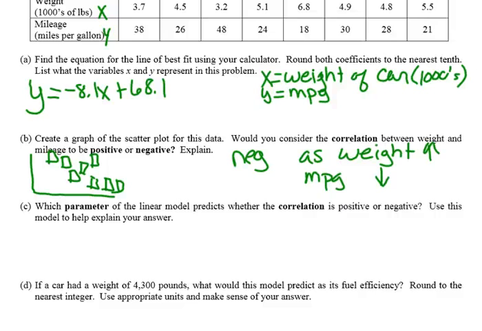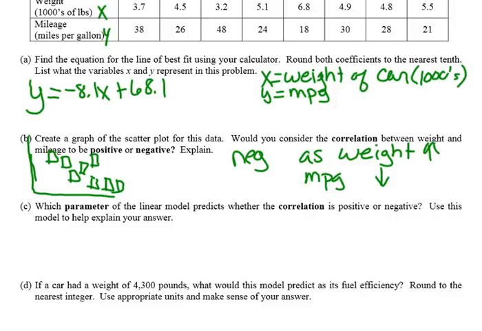And you did have to go back in and change your window because you were dealing with different values. But then once you changed your window, you just had to hit graph because we already had stat plot on. This is a very crude drawing of what it looks like. I didn't have much room there. Would you consider the correlation between weight and mileage to be positive or negative? And explain. It's negative because as the weight increases, the miles per gallon decrease.